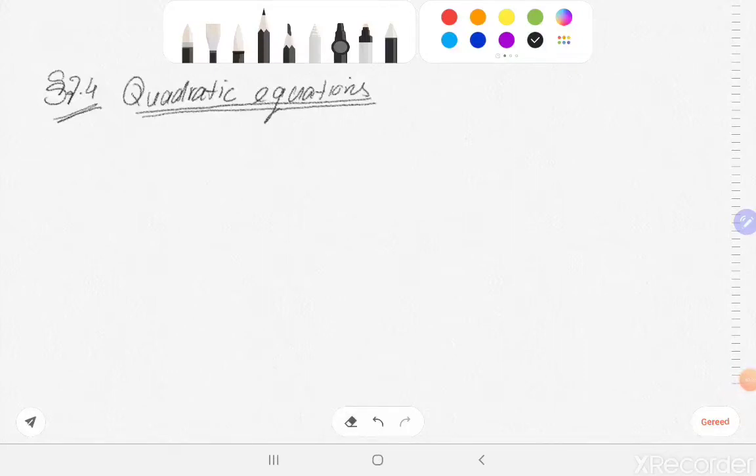Today I would like to explain the first part of paragraph 7.4, where we're going to talk about quadratic equations. You already know what an equation is, hopefully, because we already saw equations in the chapter about linear equations. But today we're going to talk about quadratic equations.